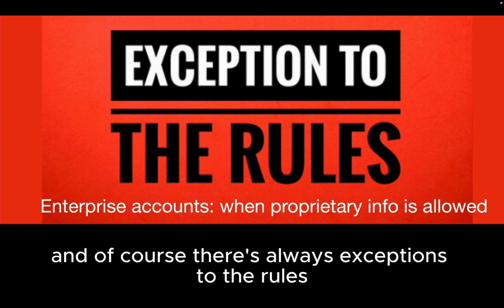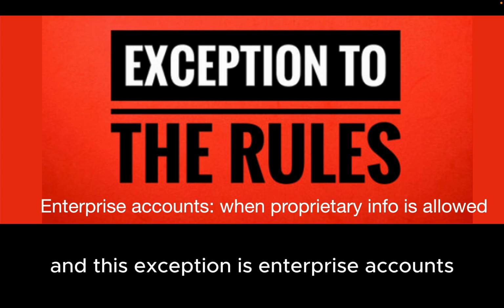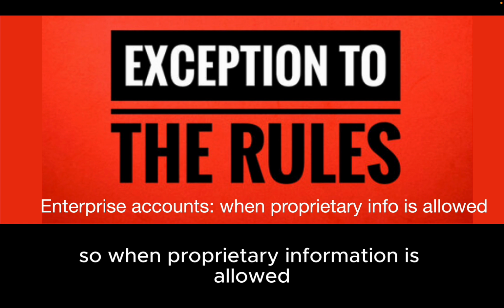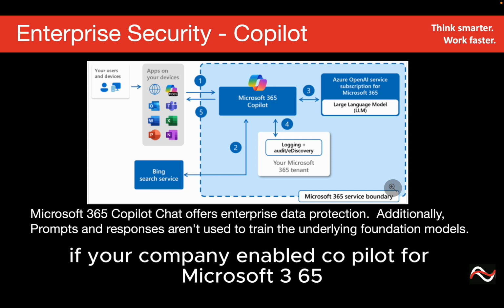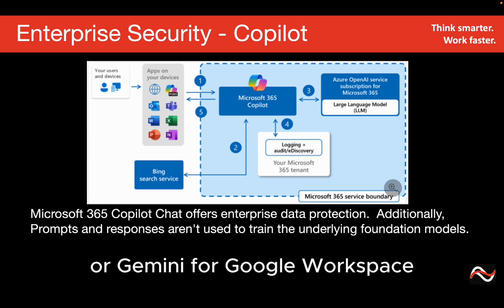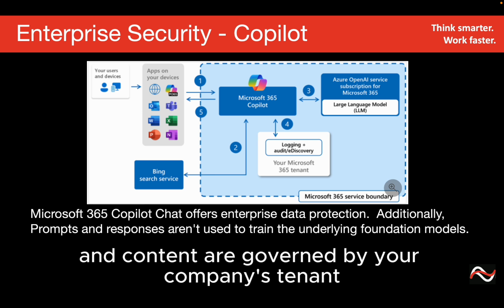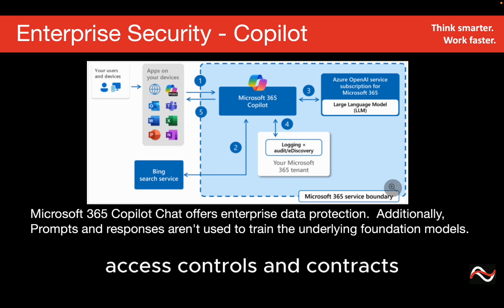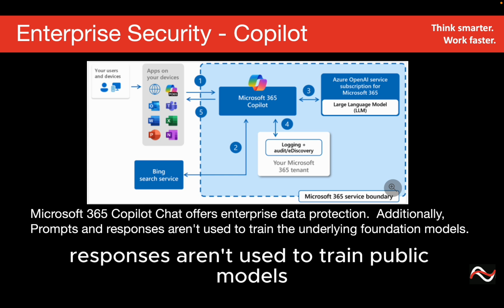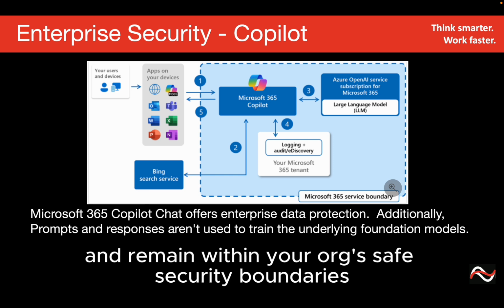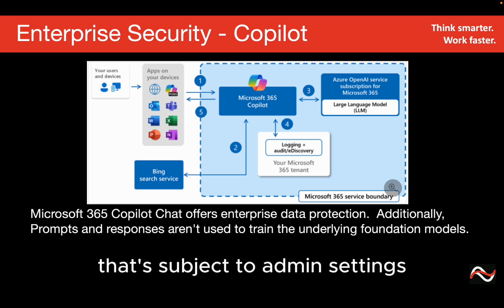And of course, there are always exceptions to the rules. This exception is enterprise accounts, when proprietary information is allowed. If your company enabled Copilot from Microsoft 365 or Gemini for Google Workspace, your prompts and content are governed by your company's tenant access controls and contracts. Microsoft and Google state that enterprise prompts and responses aren't used to train public models and remain within your org's security boundaries. That's subject to admin settings.